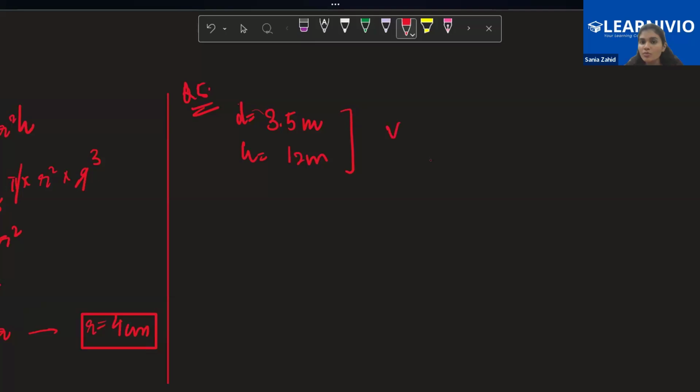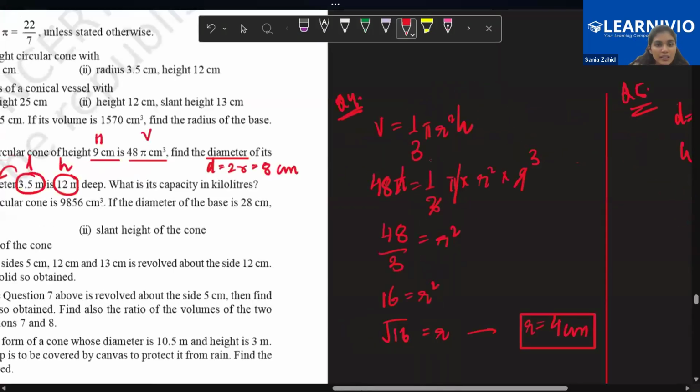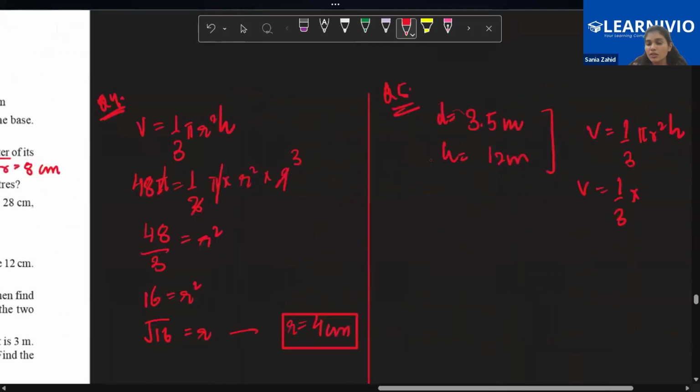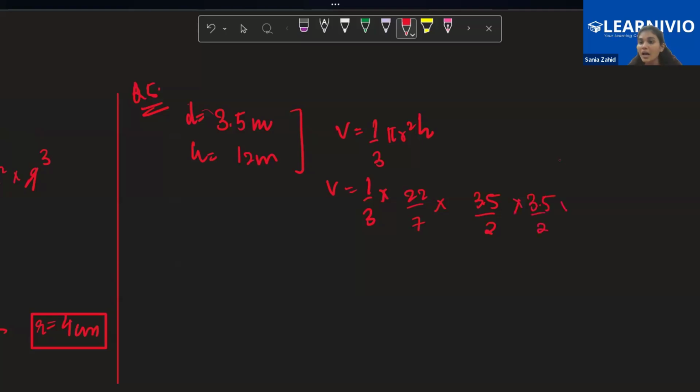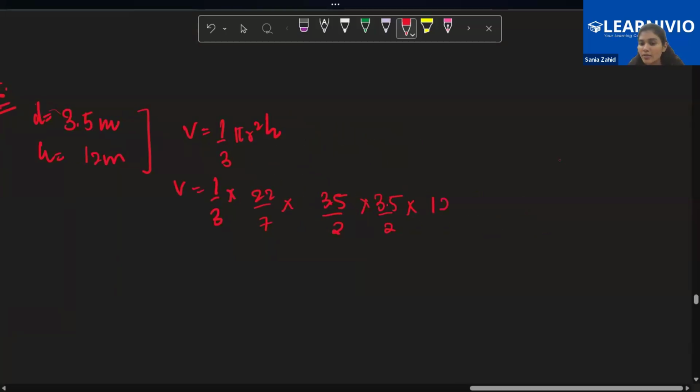Now children, we know volume is again 1 by 3 pi r square h. So volume is 1 by 3. Is the value of pi given? No, they have not given, so we will take 22 by 7 only, into r square. So children, r square will become 3.5 upon 2 into 3.5 upon 2. Memo, do not copy. I've been telling you don't copy while I'm teaching. Don't write anything while I'm teaching. Understand how I am calculating. Then h becomes 12.